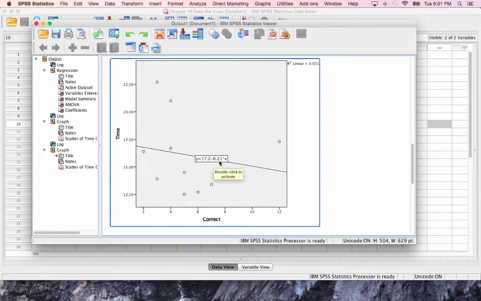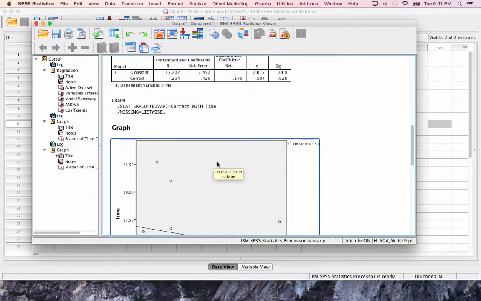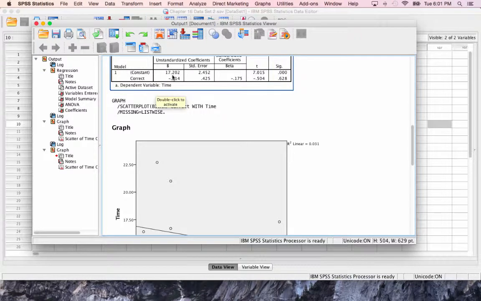So when you look at your equation, remember it has 2 parts, y-intercept, the number alone, and slope, the number with the x. This can also be obtained from your coefficients table. Constant is your y-intercept, and the row with your x variable name gives you the slope value.